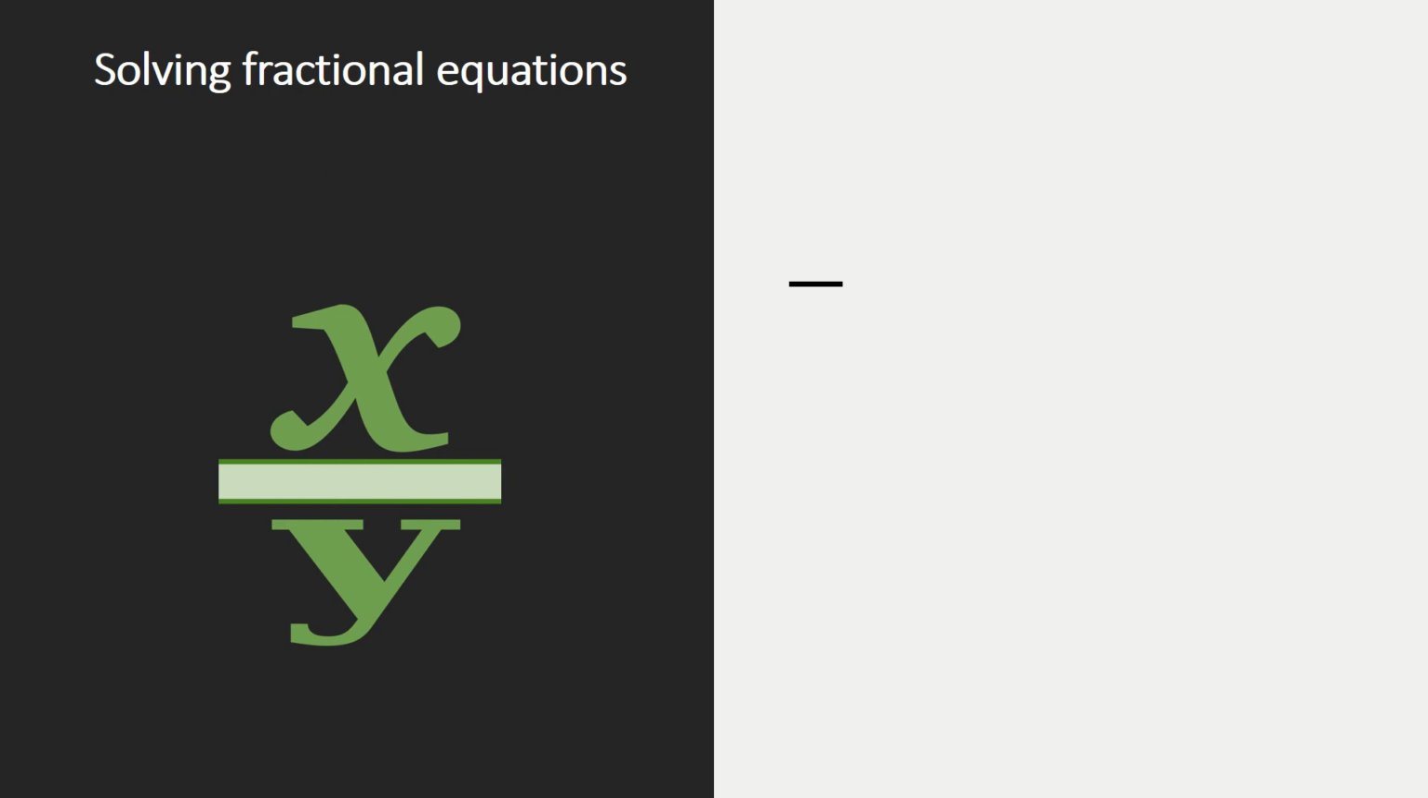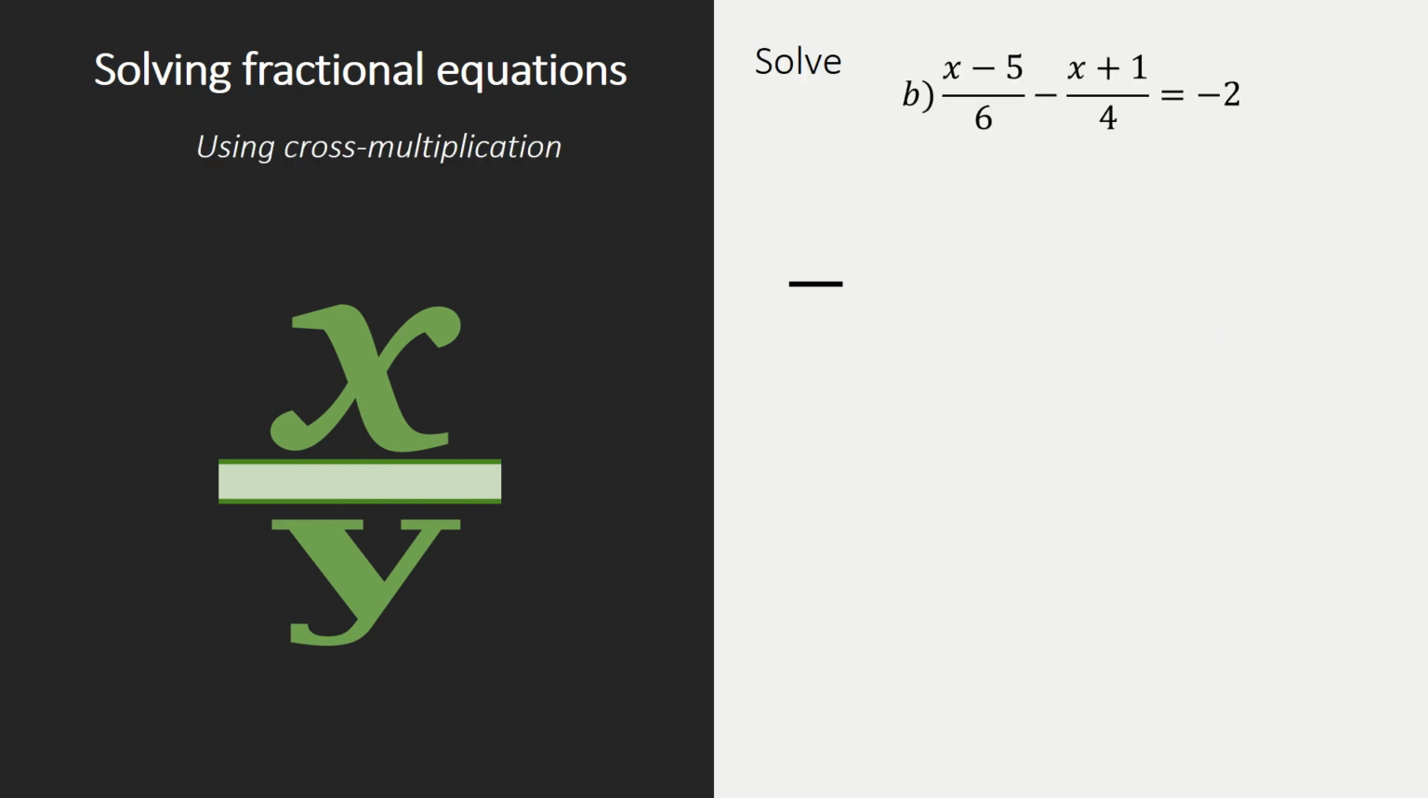Alright, next example. Please try to solve this one yourself first. So pause the video and then check if you did correct or not. Alright, so let's check if you did correct. The first thing that you need to do is make the denominators the same. We can only use cross multiplication if there is one fraction on the left-hand side of our equation and one fraction on the right-hand side of our equation. And now there are two. So therefore, we first must make the denominators the same.